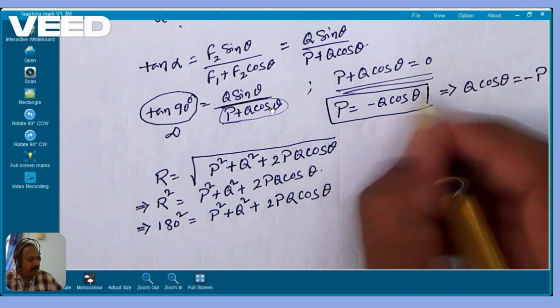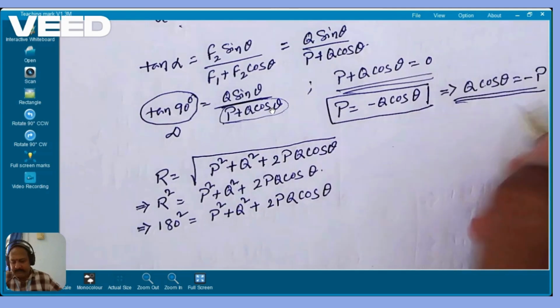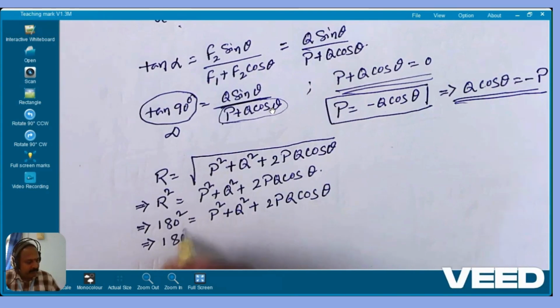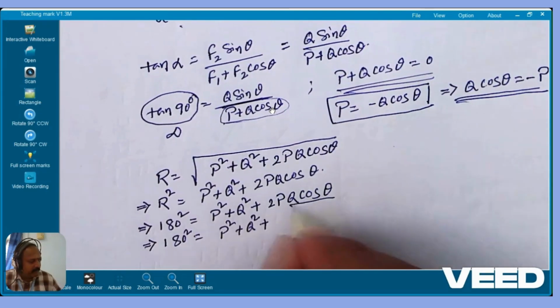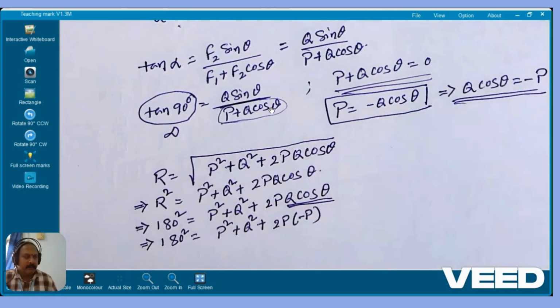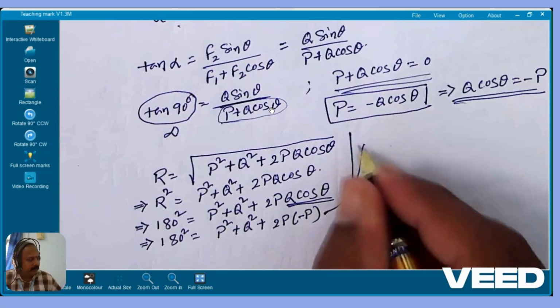So what is Q cos theta? Minus goes to the other side. So Q cos theta is equal to minus P. So the same thing we are going to write here: 180 square is equal to P square plus Q square plus, instead of Q cos theta, we will put minus P. So 2P into minus P. Clear?